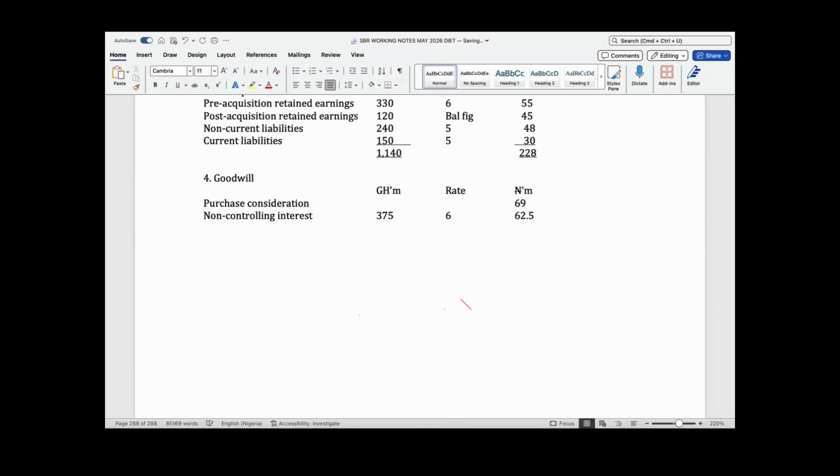It's advisable that you walk back to this one also. How much would that be in Ghana cedis? This purchase consideration. 414. So let's sum the two together. This should be 789. I don't know if I'm correct. How much would this be? 131.5. So net assets acquired.